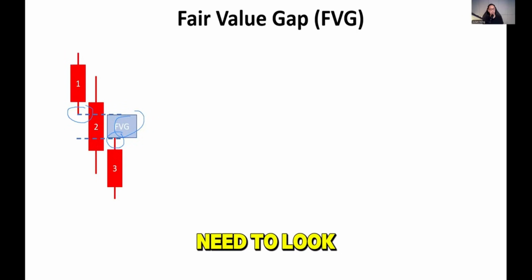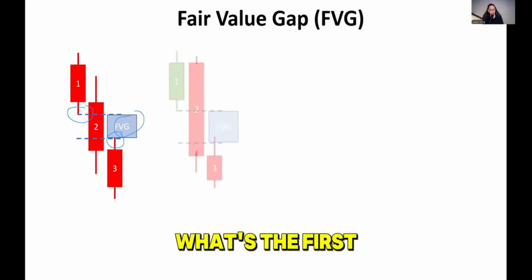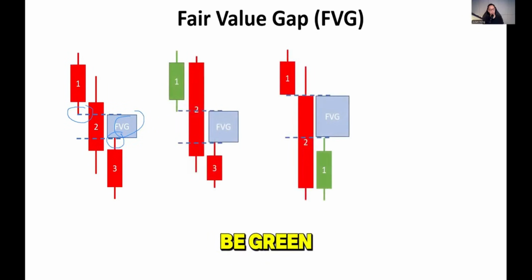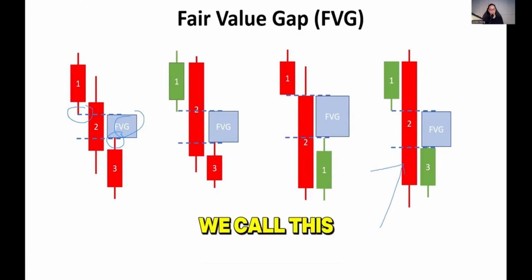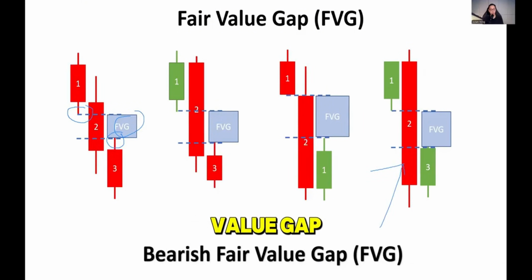Similarly, we don't need to look at what the first and the third candle are like. It can be green, it can be red, doesn't really matter. We only look at the middle candle. As long as it's red, we call this a bearish fair value gap.